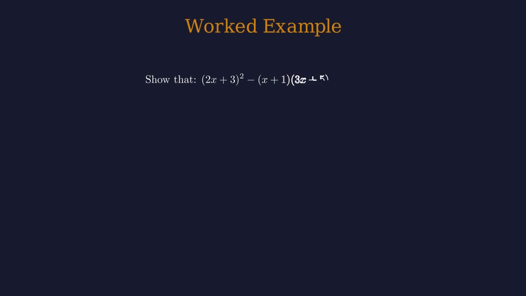Let's work through this step by step. Here's a worked example you'll hear across many papers. Show that (2x + 3)² − (x + 1)(3x + 5) = (x + 2)².